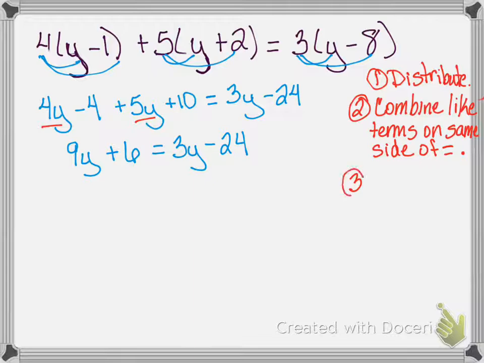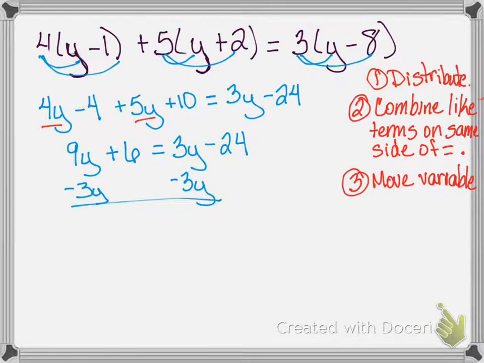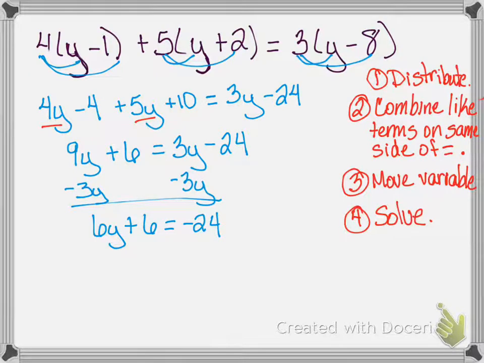Now, my next step is to move the variable. Okay, that's my next step. So the way that I'm going to move that variable is I'm going to subtract 3y from both sides. Okay, so I have 6y plus 6 equals negative 24. Okay, and we know how to solve from here. Okay, I'm going to subtract 6 from both sides.